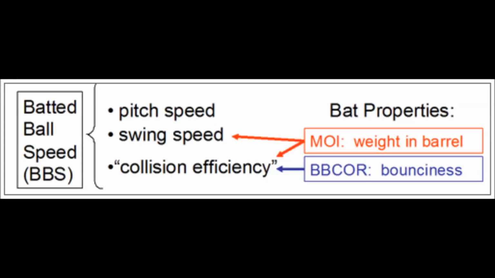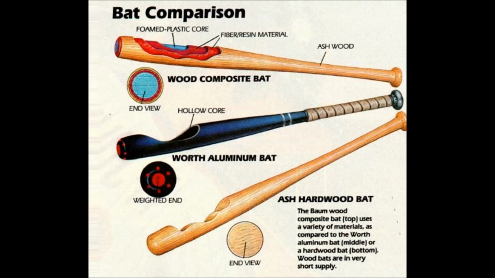Another thing that can be looked at is MOI, which is weight in the barrel, and BB core, which is the bounciness. The BB core has to do with how the surface of the bat behaves when the ball hits it. We know that a wood bat is basically a solid barrel, and it behaves like a rigid surface. But an aluminum bat is hollow, so it can be thought of more as a flexible wall that, when the ball hits it, doesn't take in as much energy as the wooden bat does.